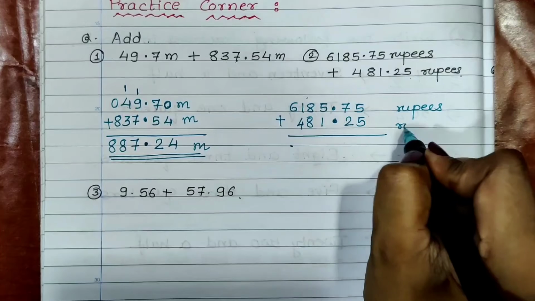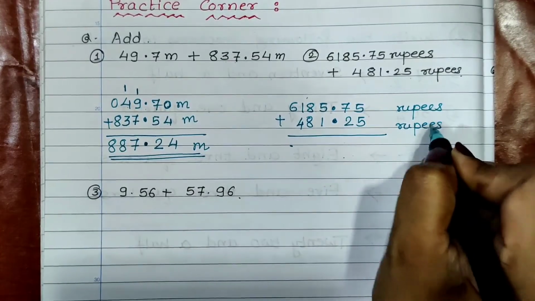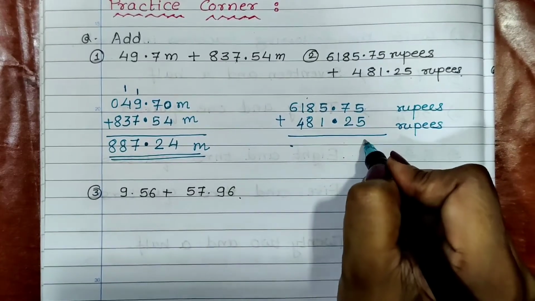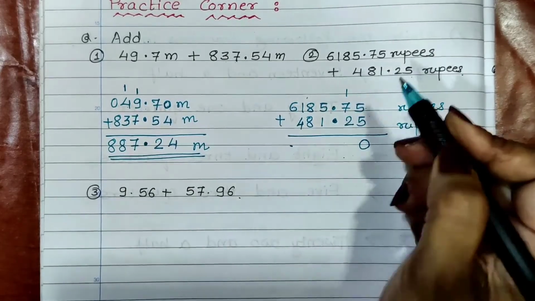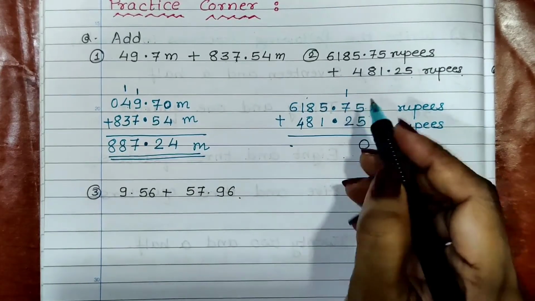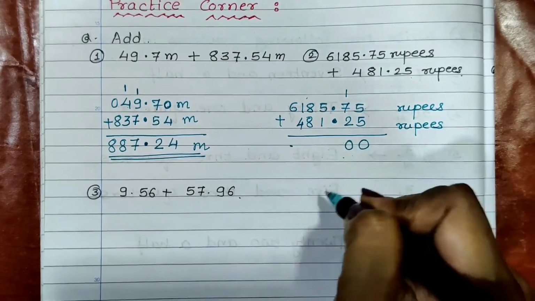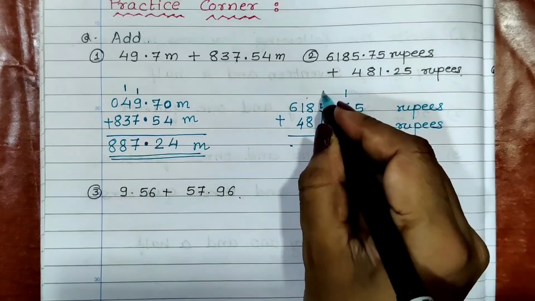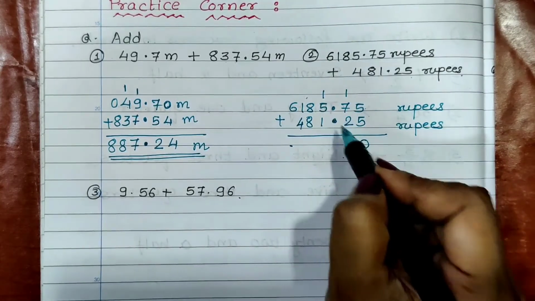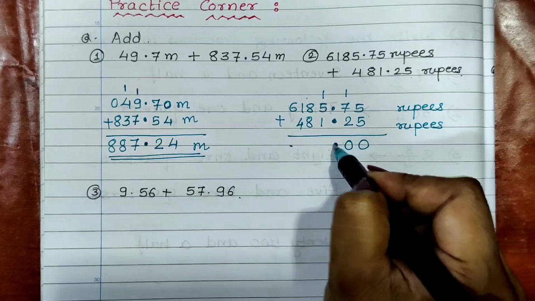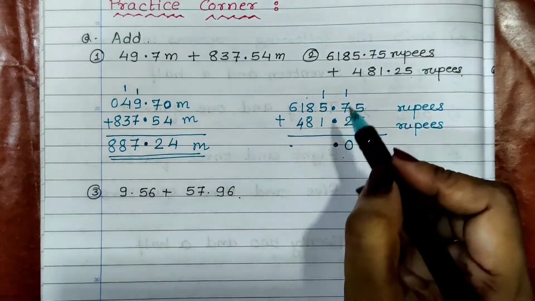This is also in the rupees. So 5 plus 5 is 10. 0 written, 1 carrying. 7 plus 2 is 9. 9 plus 1 is 10. 0 written, again 1 carrying. Now these decimal points are there, so we have to put the point in the answer also.